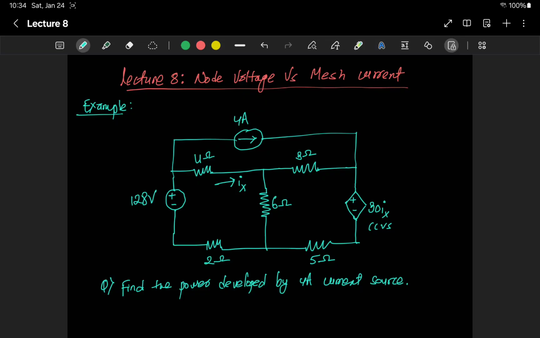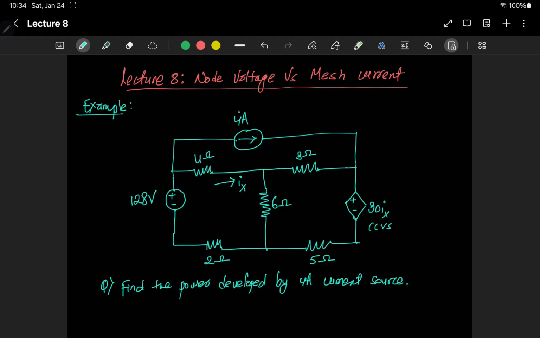So this is the example that we are going to do today. We'll try to solve this problem first by the node voltage method and then by the mesh current method, and see what might be the best, most efficient option to do. The question is asking us to find the power developed by this 4 ampere current source over here.